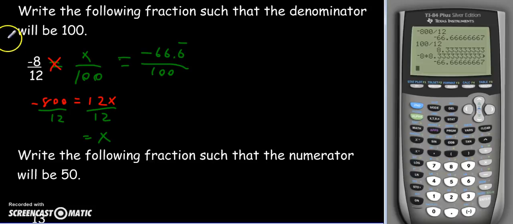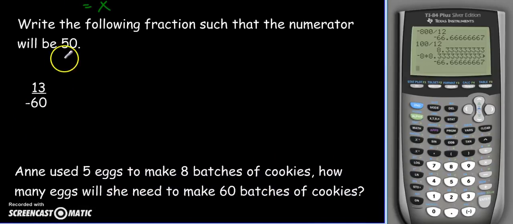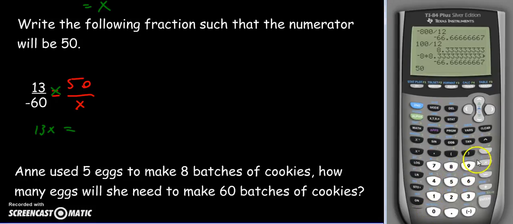All right, so let's do the same thing with the numerator. We're going to try and create a specific numerator, and that'll be 50. But the denominator is what we don't know. So we're going to purposely try and find out what the denominator is. So we're going to cross multiply. 13 times x is 13x. Negative 60 times 50 should be negative 3,000, but just in case, that's 50 times negative 60 is negative 3,000.